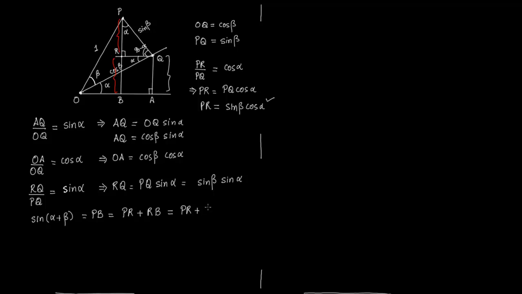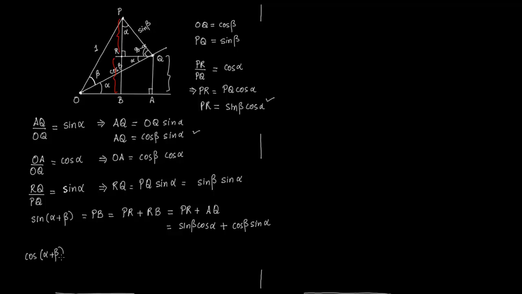Yeah, you have a rectangle PRQA and all the sides of this rectangle are 90 degrees. So you have PR plus AQ, and I have ticked PR and AQ. So I first write PR and then I write AQ. So this is the formula for sine alpha plus beta.